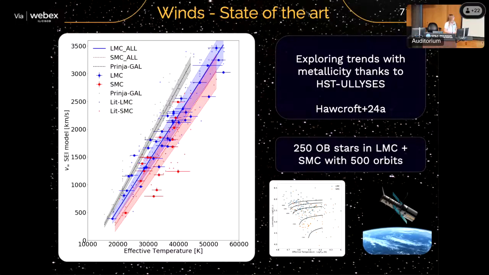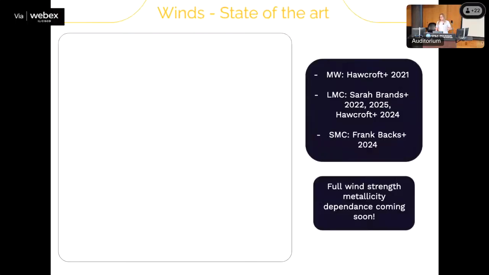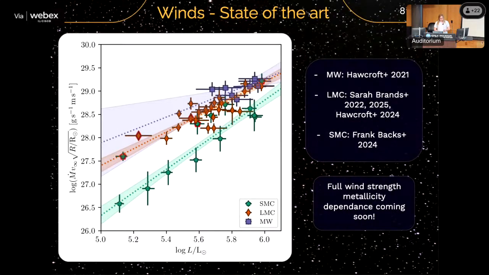And this is stuff we did basically with the Ulysses spectra, because you can do it straight from the UV. Doing full modeling in the UV and optical is a little bit harder, but we're working on it. Basically, this is showing you a compilation of a couple of different papers in all these three regions. So we're not quite there yet, but between the mass loss and the wind speeds, we'll be able to get full wind strength metallicity dependent relations thanks to Ulysses. And we're very excited about that, and that's coming up soon.